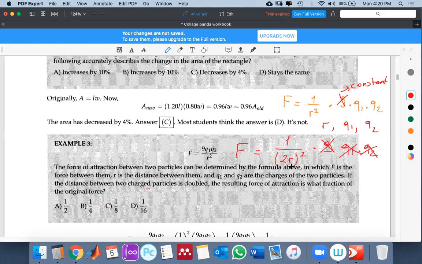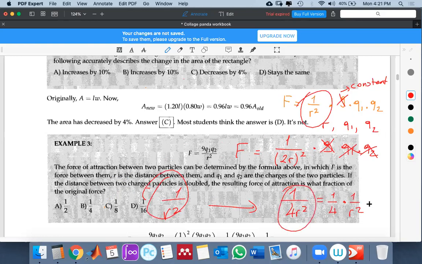It depends on R. In the original one, it is 1 over R squared. In the second one, it is 1 over 4R squared. It means 1 over 4 times 1 over R squared. So this is the original, and this is the new. So the new one is 1/4 of the original, isn't it? 1/4 times 1 over R squared. That's it. The answer is 1 over 4.